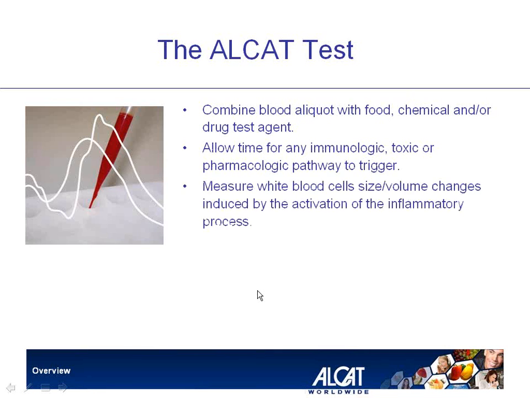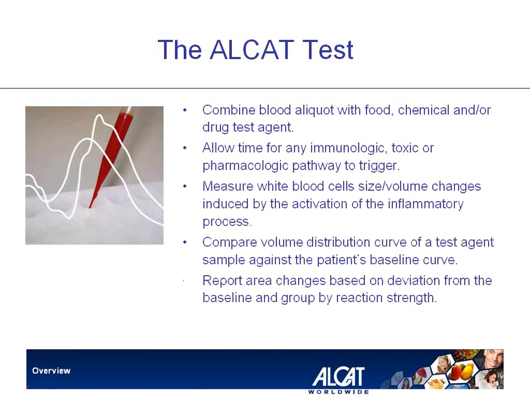Okay, the testing process itself. What we do is we combine the blood with a food, chemical, or mold test agent. We allow time for the pathway to trigger. We allow time for a cellular reaction. That is then loaded into our analyzer where the white blood cell size and volume changes are measured. We create a baseline curve and we compare the volume distribution curve against that baseline. We report the difference between those two areas as our high, moderate, and mild reactions.